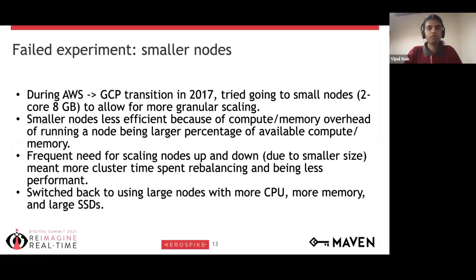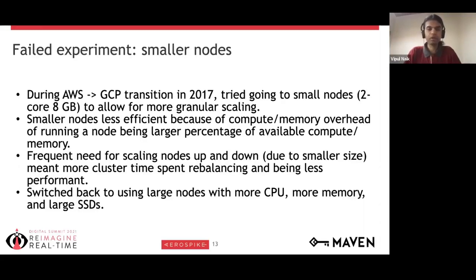The problem with that was that there's some compute and memory overhead of running a node. The smaller the node is, the larger that overhead is as a fraction of the resources on the node. So we didn't actually get that much saving. We got slightly more granular scaling, but we lost a lot in that overhead.